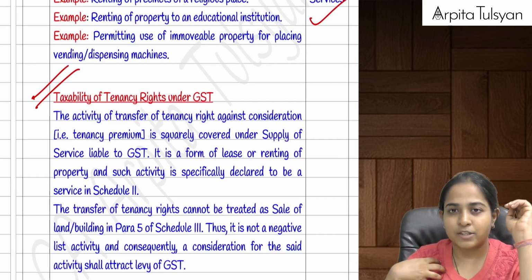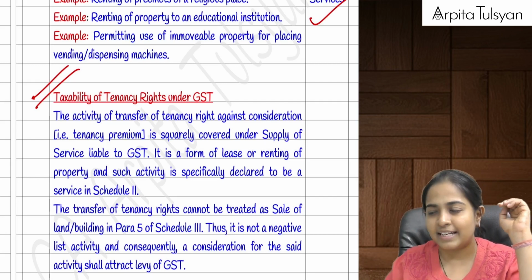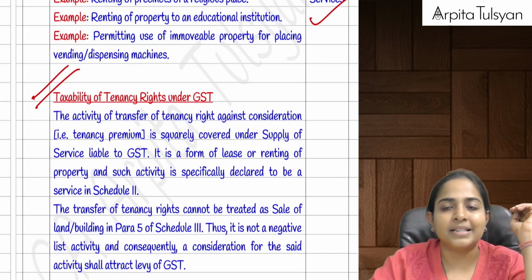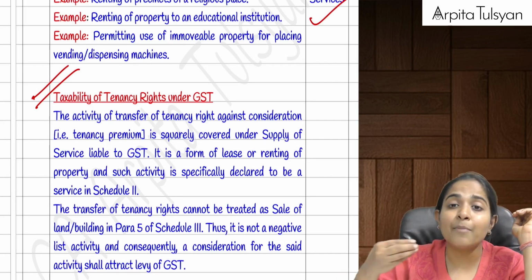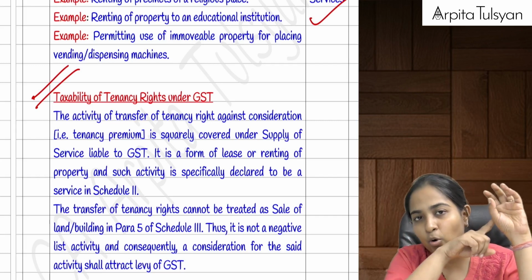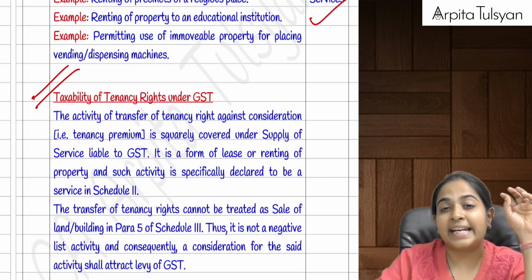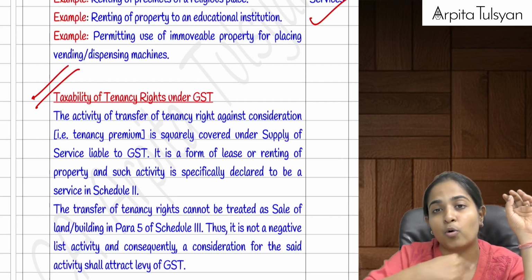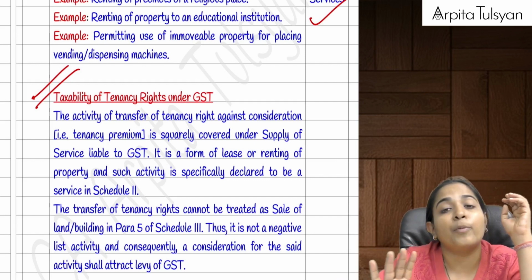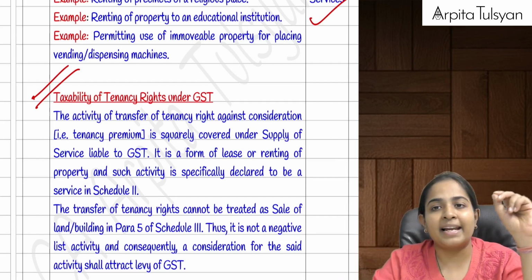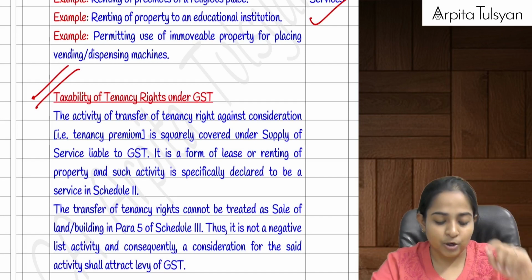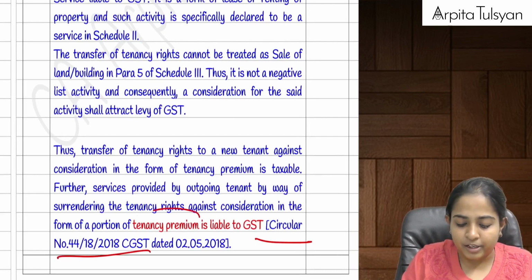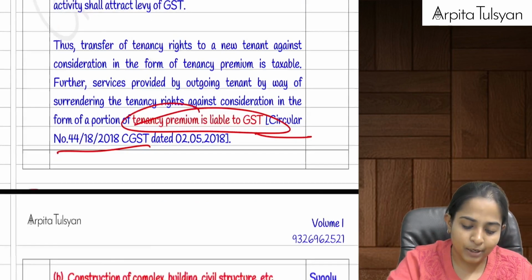Now let's say I was the tenant. I am vacating this particular premises and you are going to come and stay here on rent after me. You are going to pay rent to the owner. I am also transferring the tenancy rights to you, which I had got from the owner. You have to pay me 5 lakh rupees for the same. So this 5 lakh is not a rent, but still it will be liable to GST because it was clarified by way of this particular circular that tenancy premium is also liable to GST.